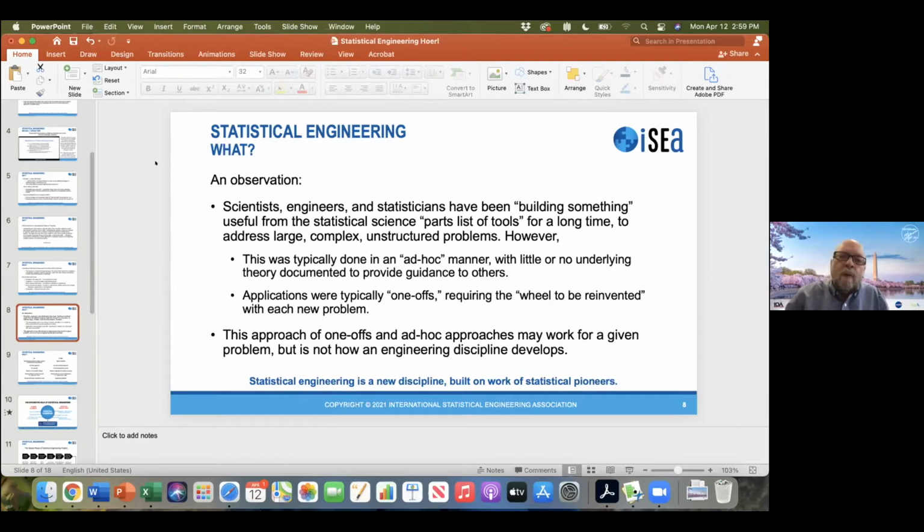So what we would like to do at ISEA is create an underlying theory of how this can be done. That theory then can be studied, it can be evaluated, it can be improved over time so that other people can learn how to do this a lot faster without going through a steep learning curve. So I don't claim that any of this is new, other than the desire to document an underlying theory to it and build upon what pioneers in this area have already done.